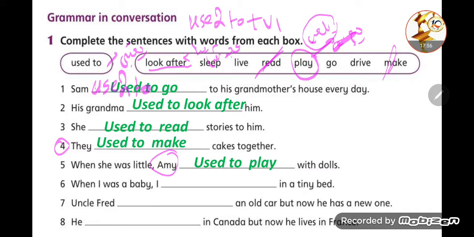Number six: when I was a baby, I in a tiny bed. What do we do in a bed? We sleep in the bed, right. So when I was a baby, I used to sleep in a tiny bed. Tiny here means very small. Bed means a bed. So I used to sleep in a very small bed, but now he cannot do this because he is growing up.